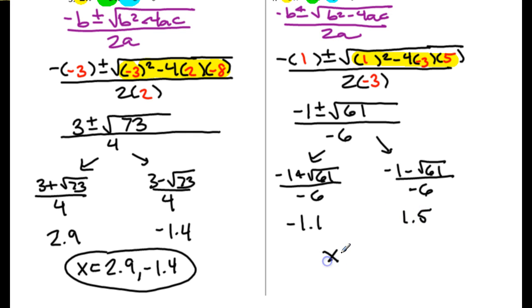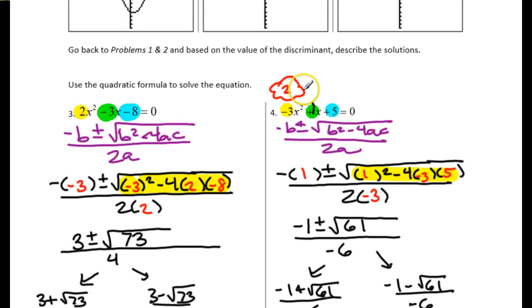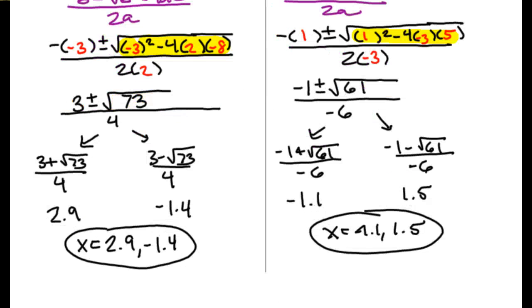So finally, x equals negative 1.1 or positive 1.5. And remember what our graph showed us, we should have 2 answers, right? And we do in fact have 2 answers.